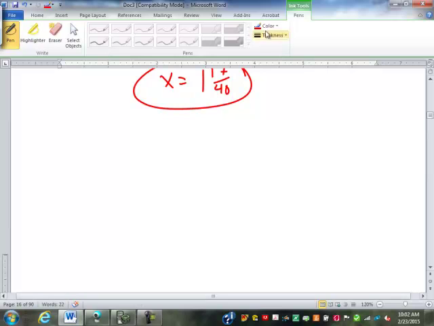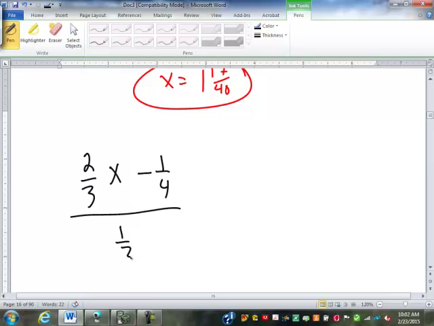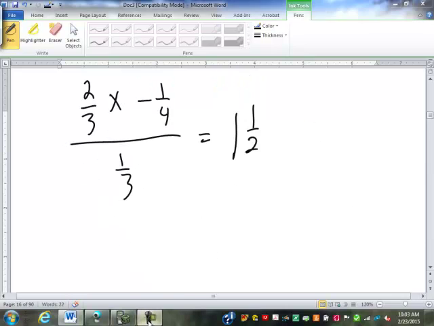How about this one? Try this one on your own. Give that one a shot. We'll talk about it in a minute. What's our first step? Multiply by 1/3. Takes that away. So 2/3 x minus 1/4 equals 1.5 times 1/3, which is just 1/2.